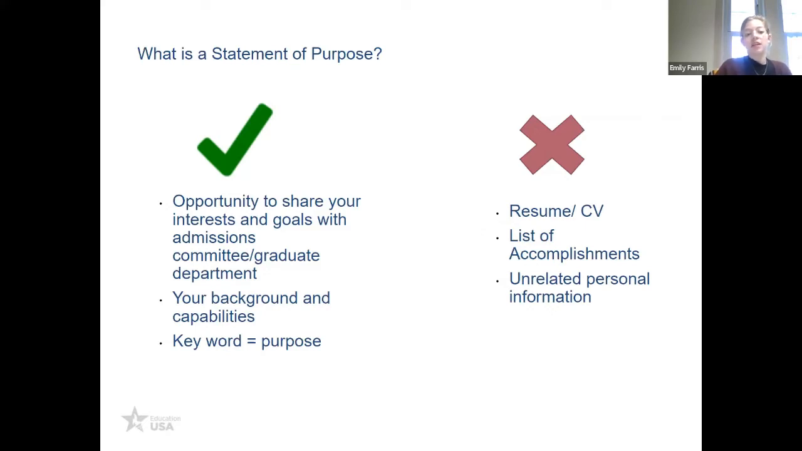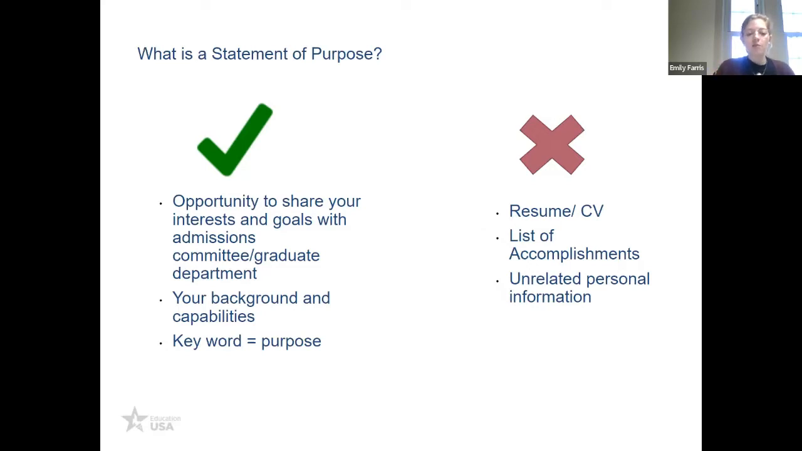So a couple of things that a statement of purpose is not. It is not simply a resume or CV or a list of accomplishments. This is a cohesive written paper. It's not a list. And it's also not an area to put unrelated personal information.